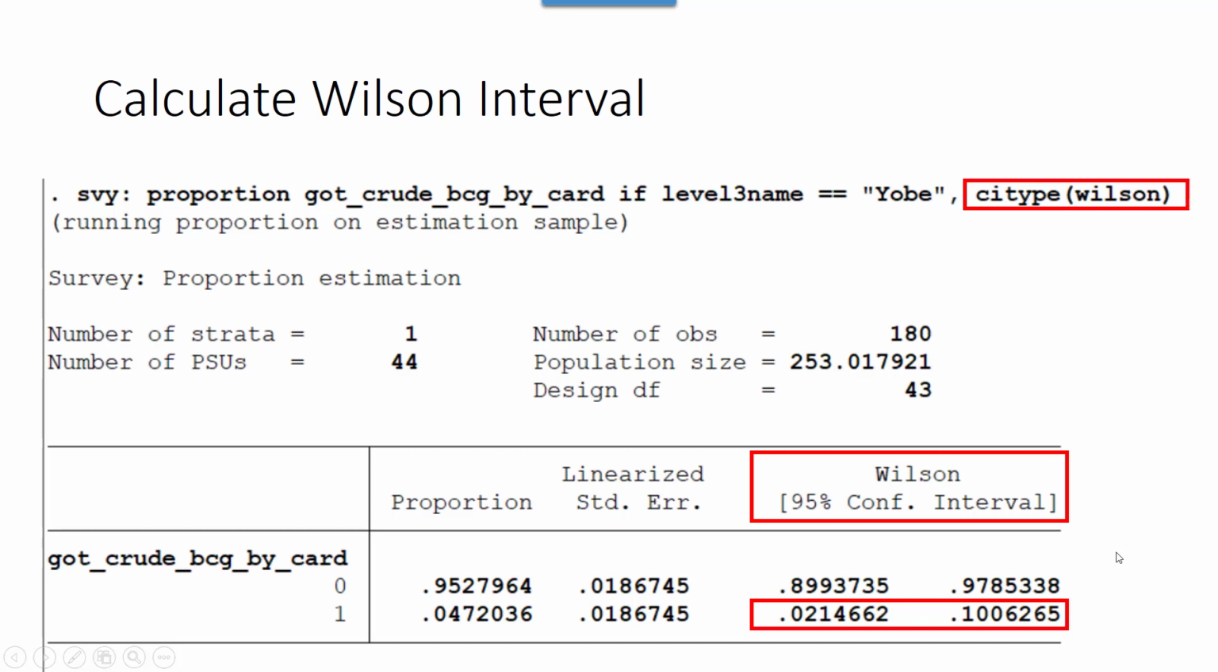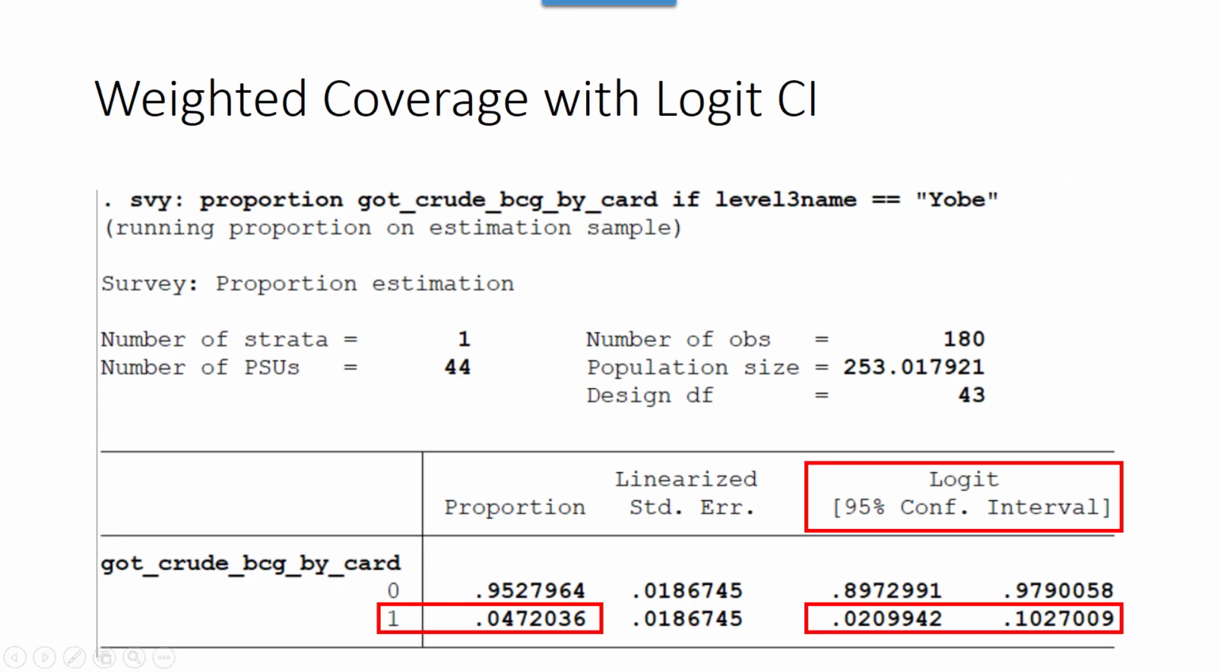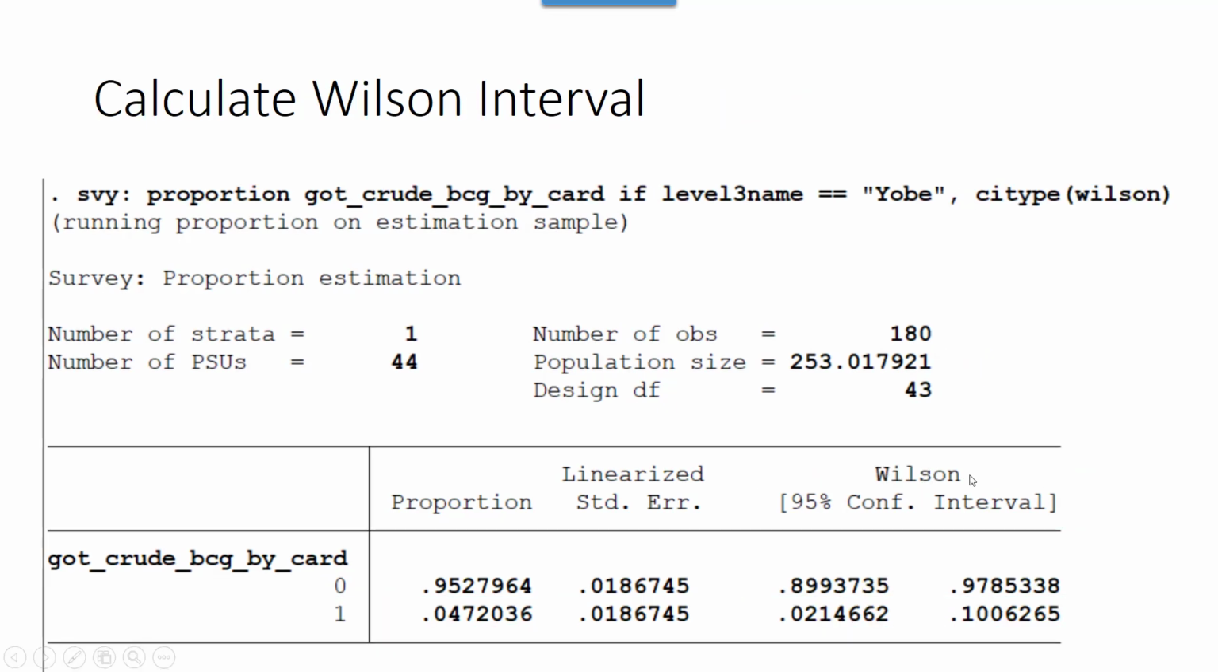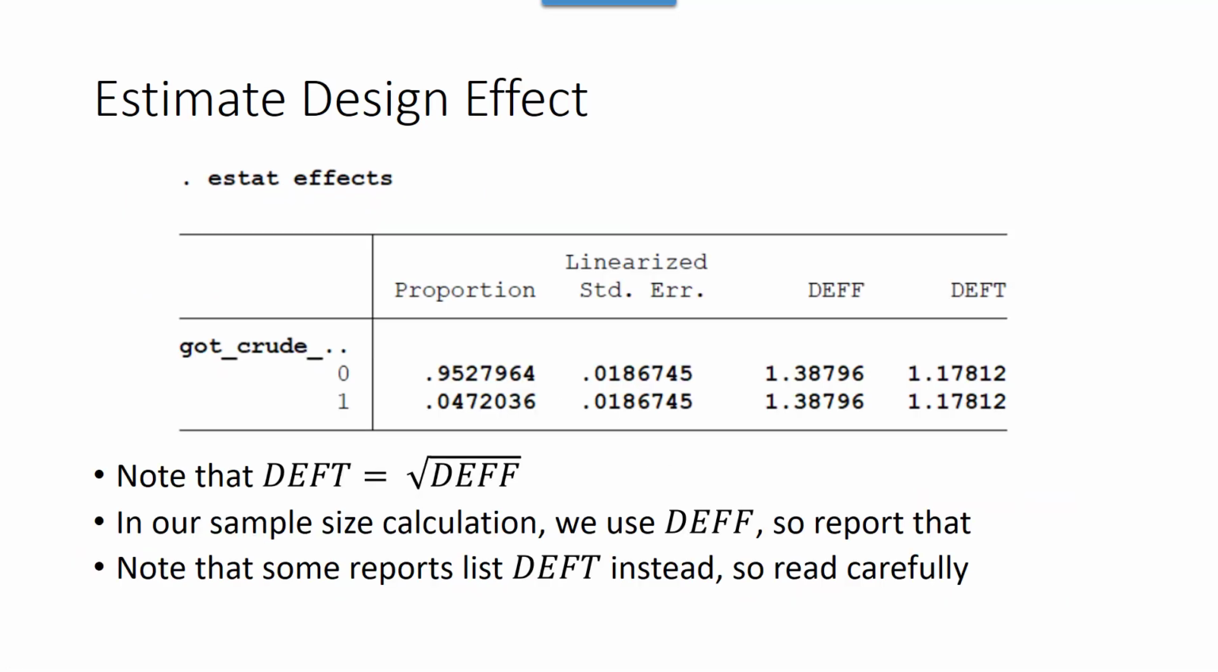This is 2.1% up to 10.1%. And for the Logit, it was 2.1 up to 10.3. So very similar. Don't worry if you don't have Stata 15 or later, but do know that starting in version 15, we can calculate Wilson intervals for survey proportions.